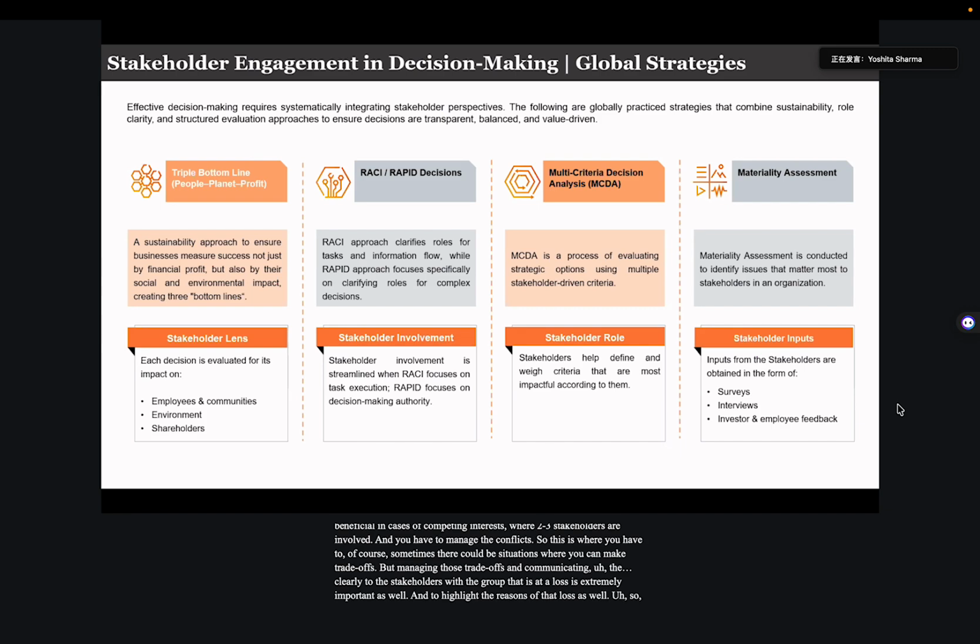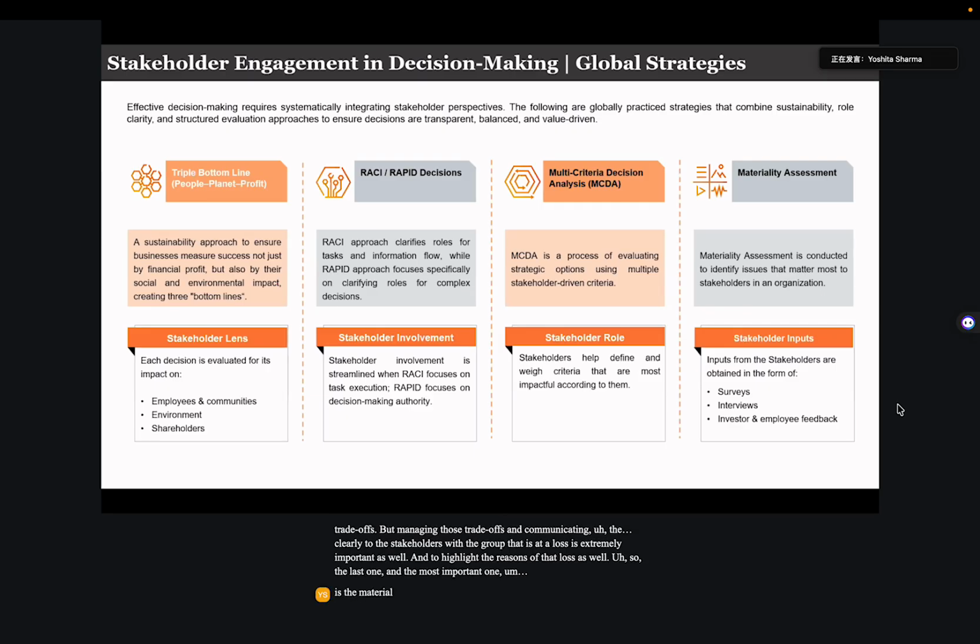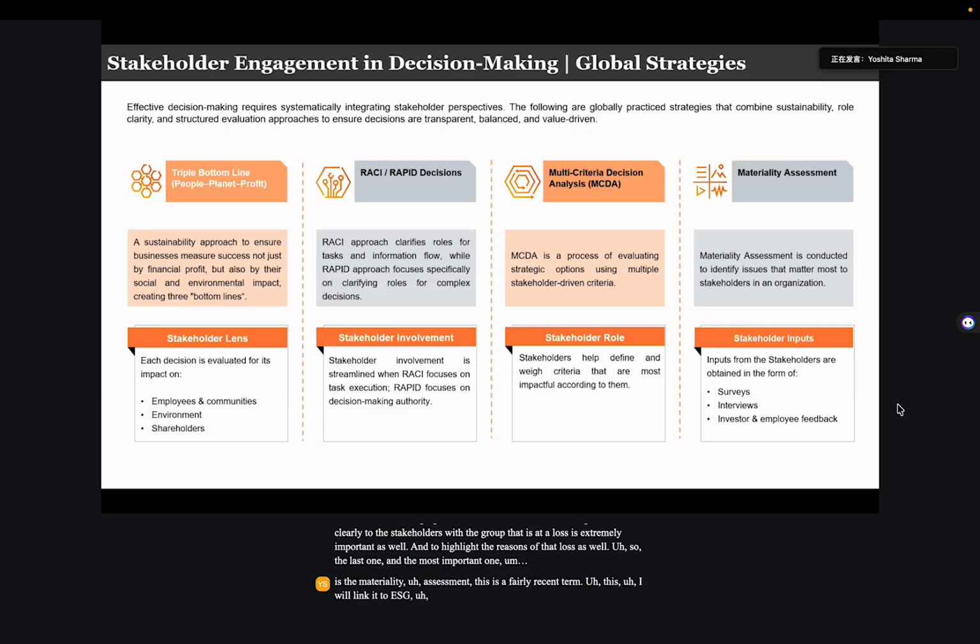So the last one and the most important one is the materiality assessment. This is a fairly recent term. I will link it to ESG, wherein it is often an enabler of a successful sustainability strategy.